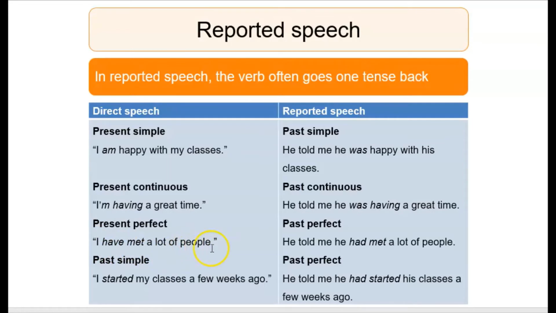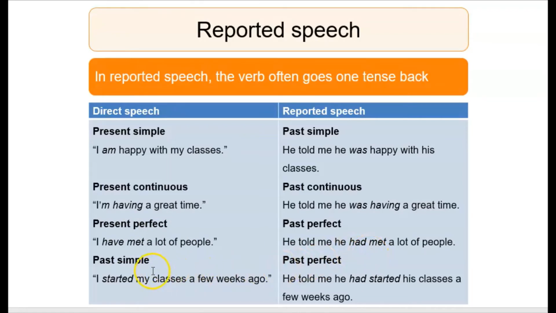Present perfect changes to past perfect. So when I reported this, I said, he told me he had met a lot of people. So had met, that's the past perfect. Present perfect, have met. Past perfect, had met.